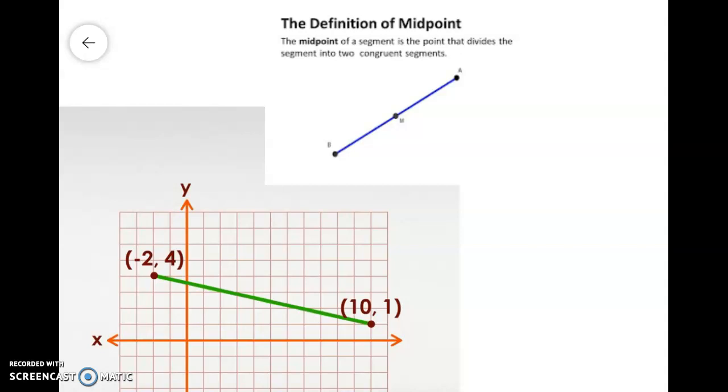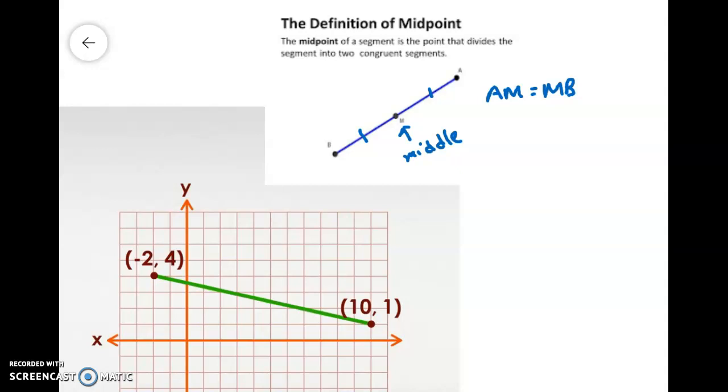So when we look at the midpoint of a segment, what we are looking for is a point that divides the segment into two congruent segments. If you remember, when we talk about a midpoint, M should be right in the middle. This is the middle of our segment, and so that would make these two segments congruent to each other. Since I have the labels here, we would say that AM equals MB.